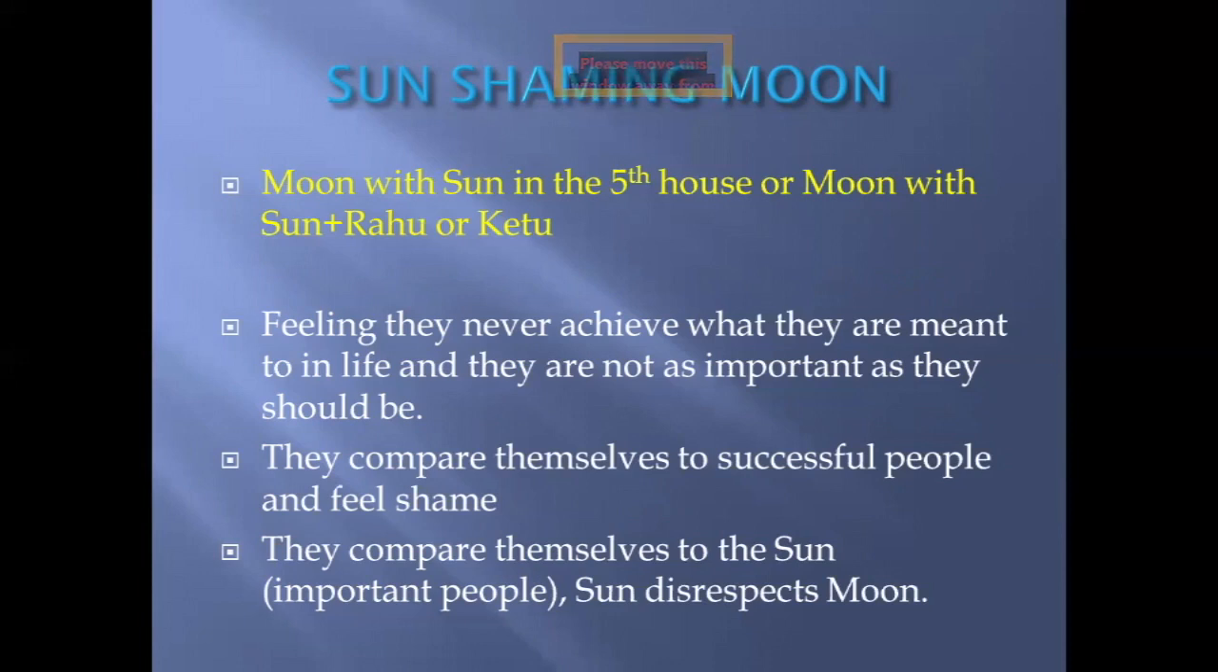With this Avashta, a person will feel like they never achieve what they're meant to in life, and they are not as important as they should be. They'll compare themselves to successful people and then feel shame. Remember that the Sun is authority figures or important people. So important people will tend to disrespect them. They will always compare themselves to them and just feel shame because they feel like they're not good enough.